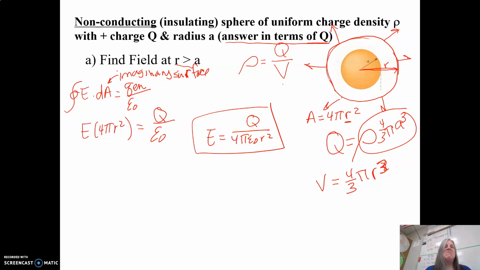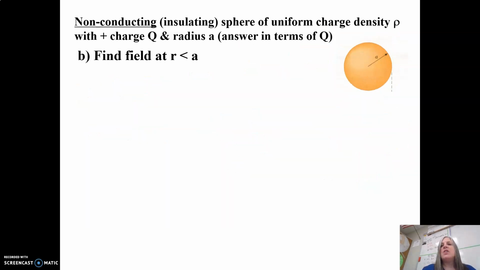So outside, nothing's different. But what about inside? Inside, we have charge all over here.